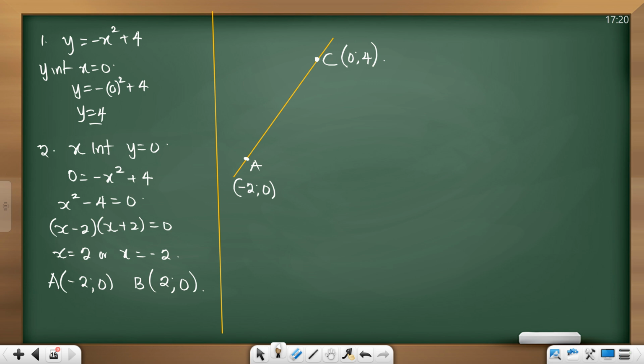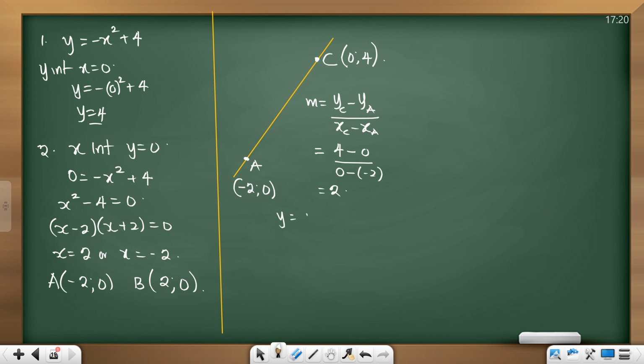I'm sure we can get m. M is usually the gradient, yc minus ya over xc minus xa. It is the difference between the y's and the x's. So what is the y value of c? 4. Y value of a, 0. X value of c, 0, minus x value of a. So what's your answer? Positive 2.